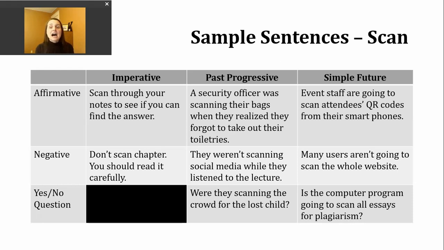So again, the form here is be, going, to, and the base verb. Be is going to be in the present form. So you'll hear am, is, or are. Here's an example sentence. Event staff are going to scan attendees' QR codes from their smartphones.